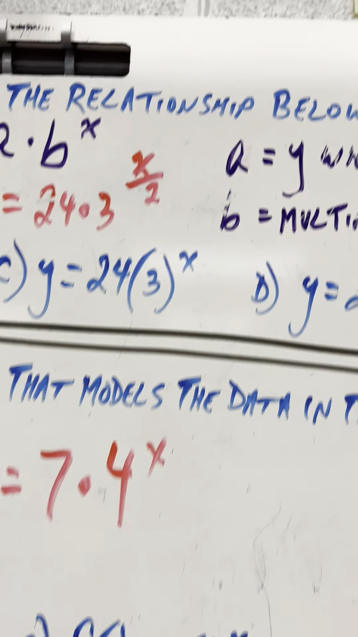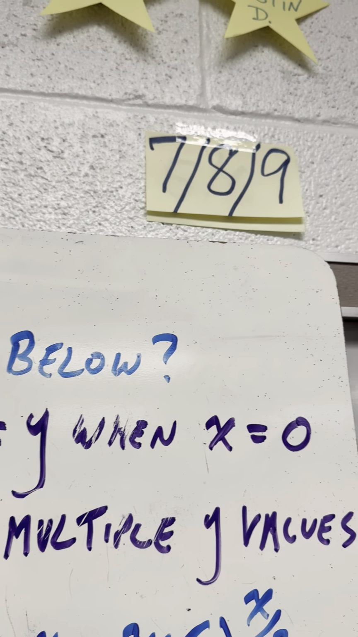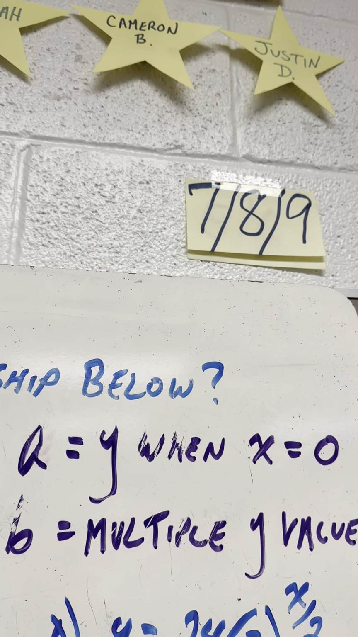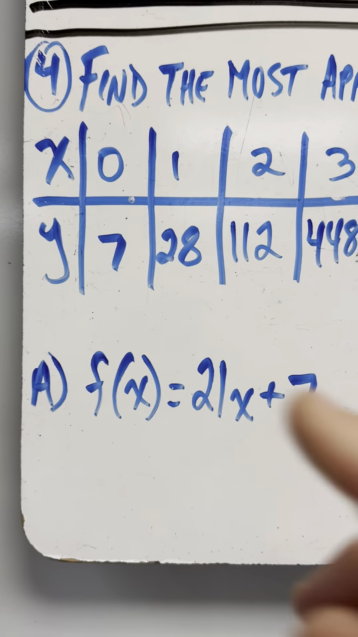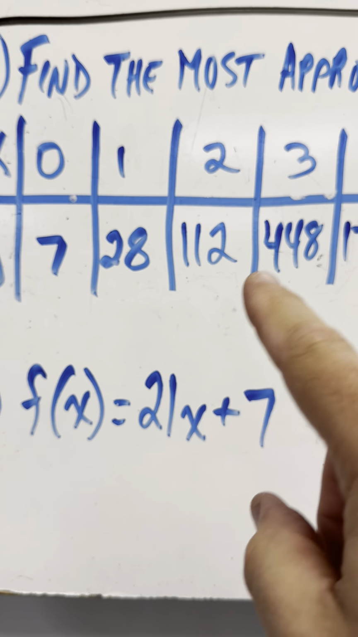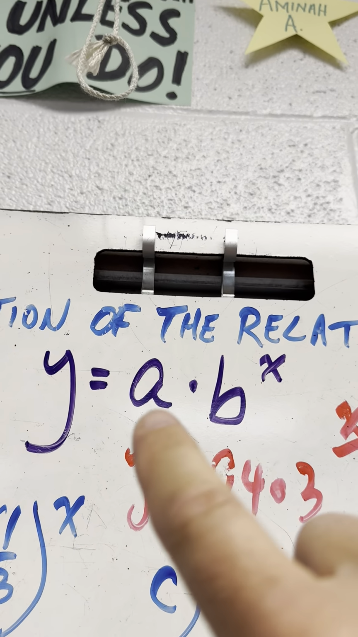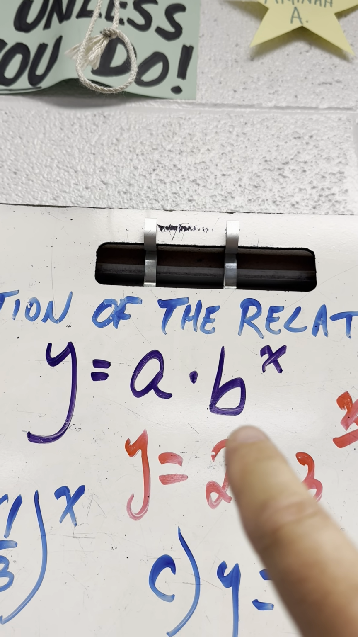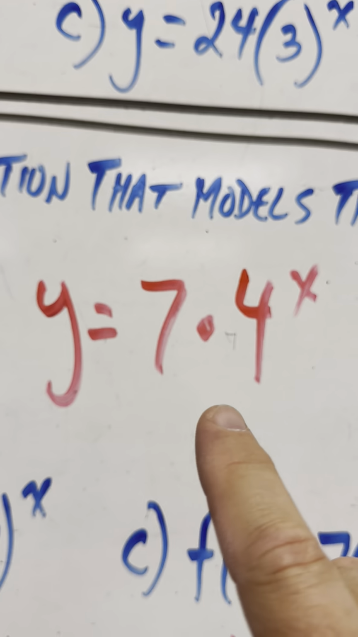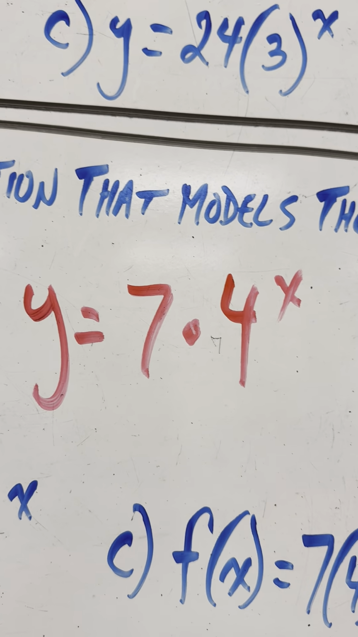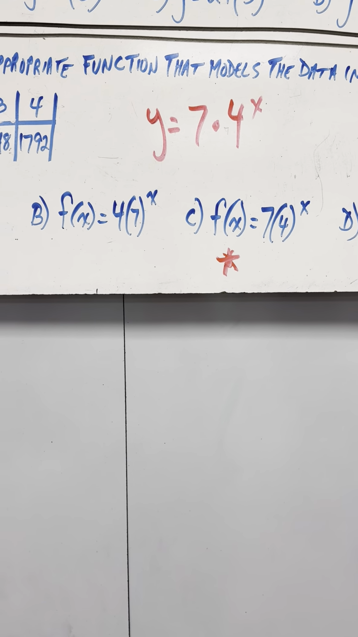Okay, b is the multiple. What is the multiple in y here? Well, times 4, times 4, times 4, times 4. So it's just 4. Meaning, a we said was 7, b was 4. So your answer is just 7 times 4 to the x. Done. There it is. Easy. Don't let any of these other answers fool you. Just 7 times 4 to the x.